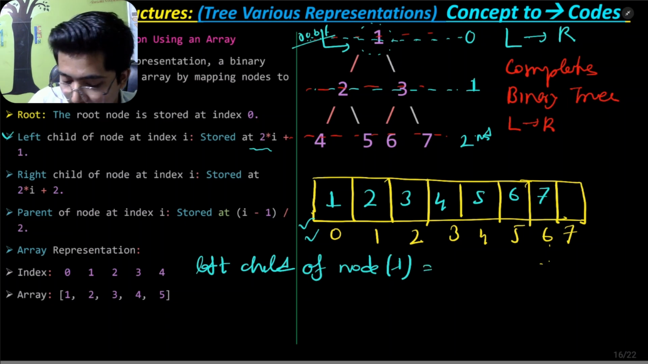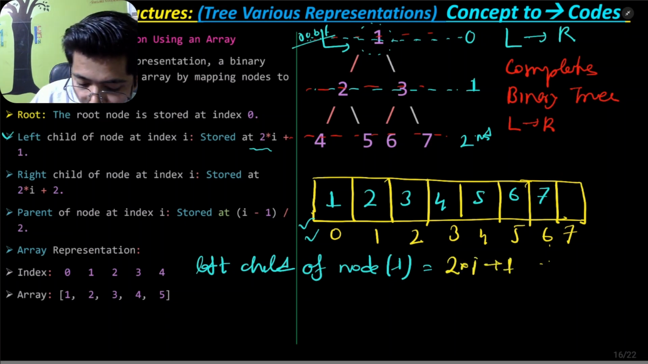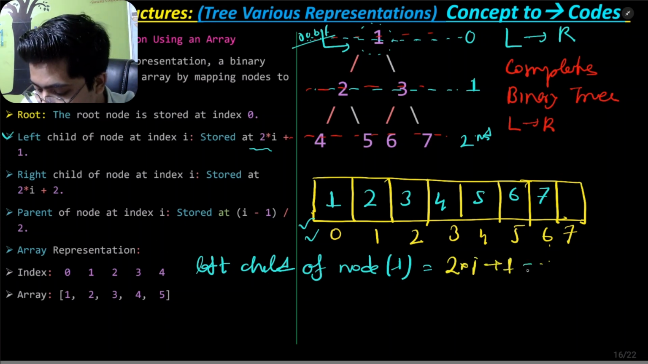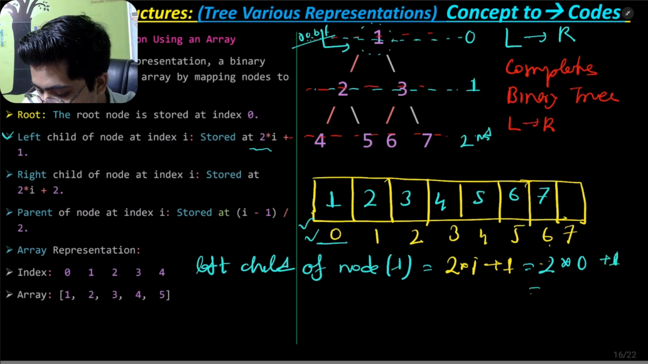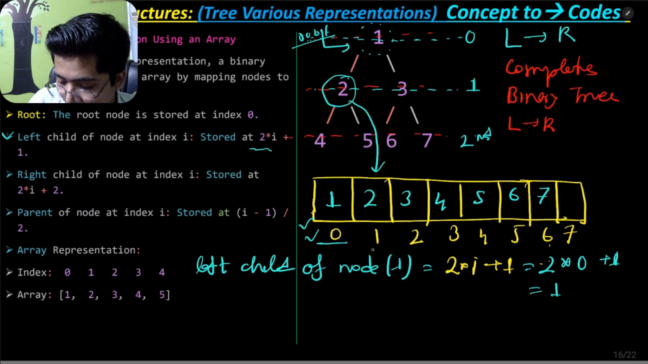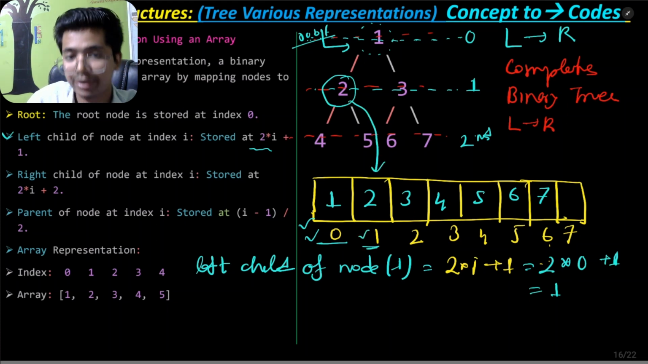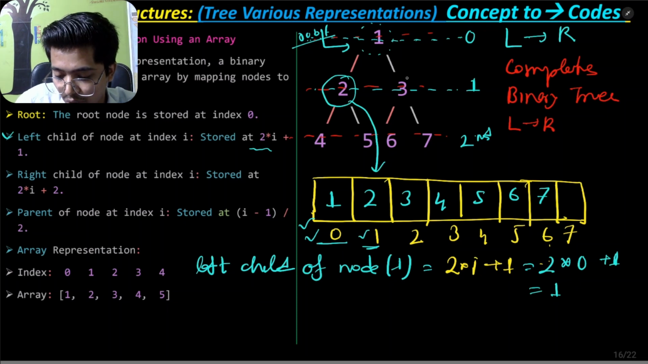The formula says 2 star I plus 1. If we substitute the value of I, which is 0, 2 into 0 plus 1, we get position 1. That means the left child 2 will be inserted at position 1. If you observe, this is at index position 1. So we got it. Now we'll apply the formula to find the right child.